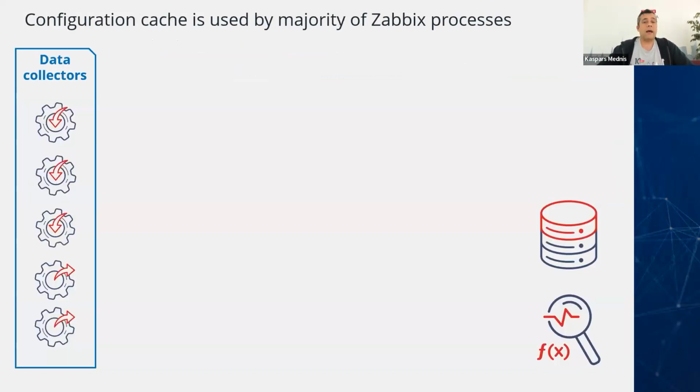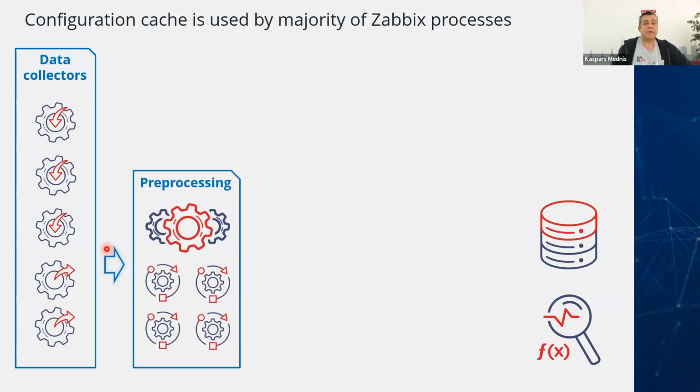Okay, so how does it work, and why do we need the config cache, and why can Zabbix not read it directly from the database, and so on. On this slide, you can see that on the left side, you have data collectors, the processes which must collect data. And then on the right side, you have the database and you have triggers. So how does this process work?